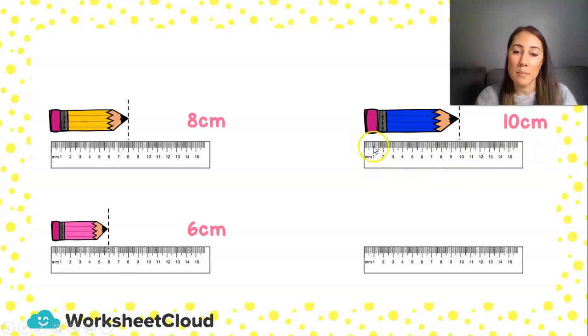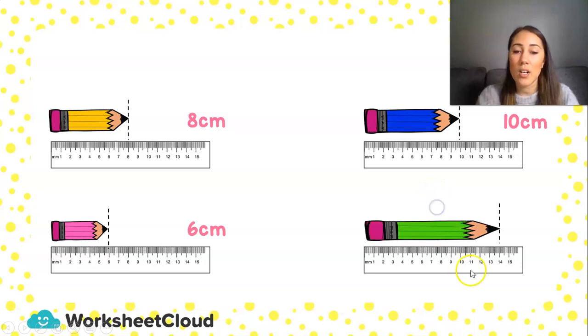Now I can use millimeters to measure these pencils, but then I'm going to land up with a very big number. So I can use centimeters because these pencils would probably be the size of my finger or my hand. And the last pencil, I start at 0 and I can see that the end of my sharp pencil, the tip, is on the 14. So this pencil is 14 centimeters long. Can you see that I haven't written the whole word centimeters? I've used my short label at the end of my 14.